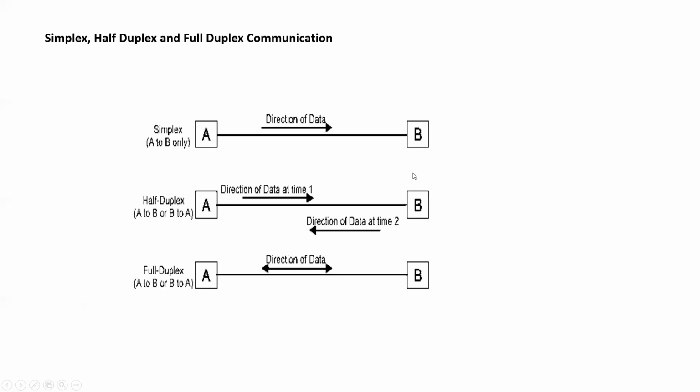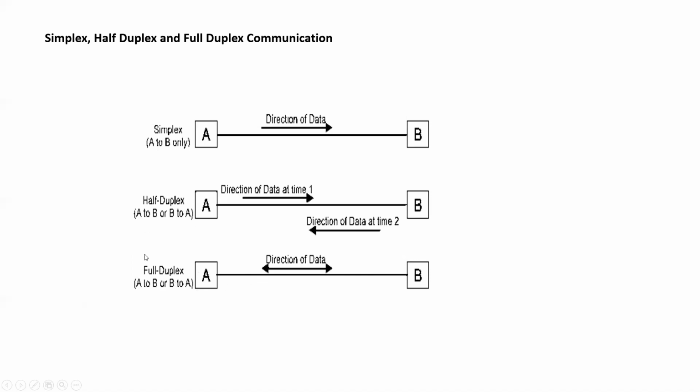Thus, both sides take turns for sending and receiving the data. That's why it is called half duplex communication. You can remember and write this with the help of these figures. Next is the full duplex communication. What is that? We are transmitting the data from A to B and B to A at the same time, meaning we can transmit the data in two directions simultaneously. So it is called full duplex communication.